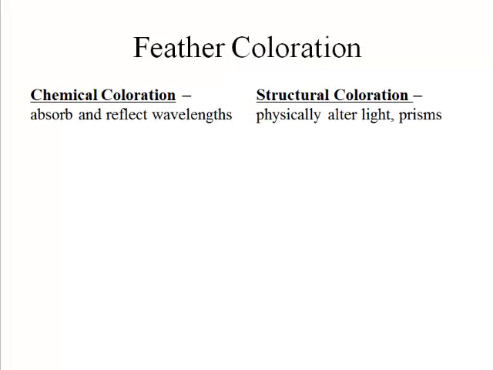The last thing to consider is feather coloration. Feather color is due to either of two factors: chemical substances or physical properties of the feather structure. The two types of color are consequently referred to as chemical coloration or structural coloration. The chemical coloration results from pigments that absorb certain wavelengths of light and reflect other wavelengths. Structural colors are formed by the interference of light waves producing iridescence, such as in a soap bubble, or scattering of shorter wavelengths of light by small particles within the feather. It's basically a structural thing and not chemical.